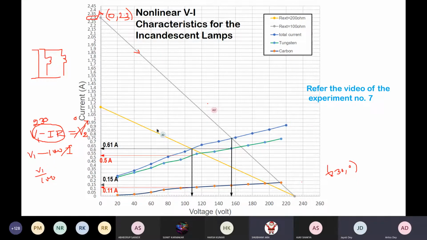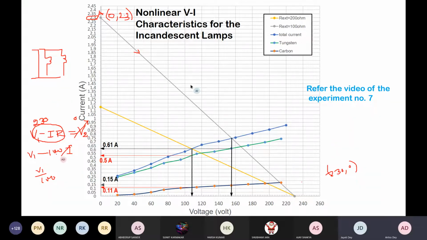Yes, it is in the form of y is equal to mx plus c. So what is the x coordinate here? X coordinate is V1, right? And y coordinate is I. In the I-V characteristics, the x coordinate is V1 and the y coordinate is I.